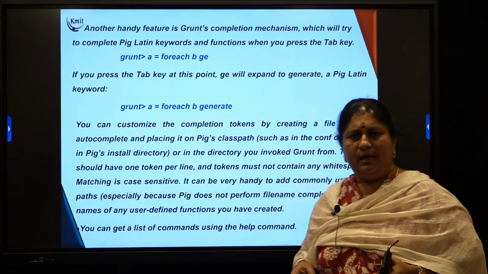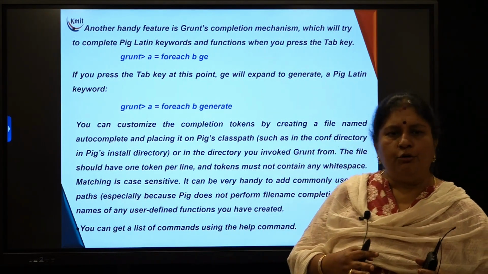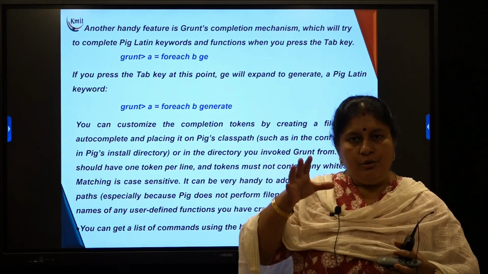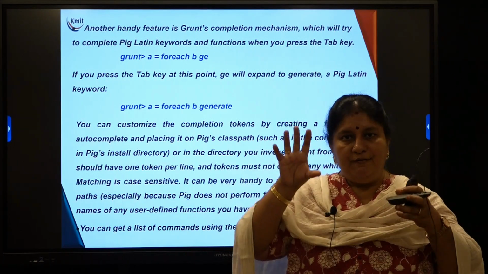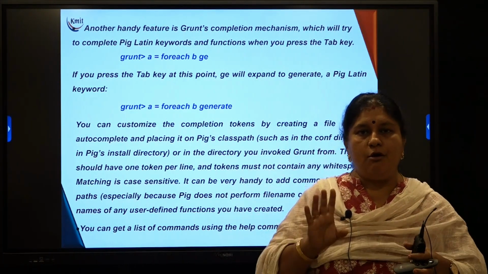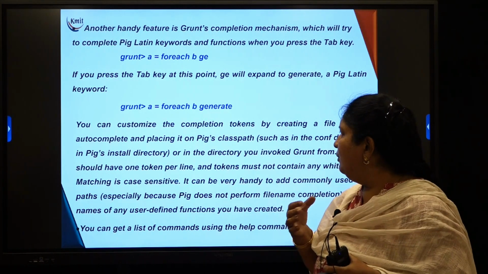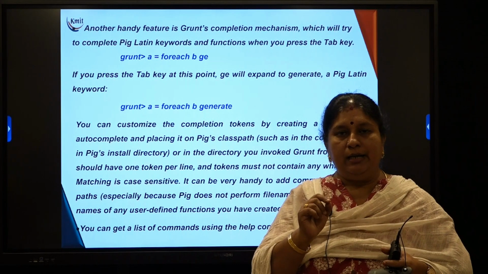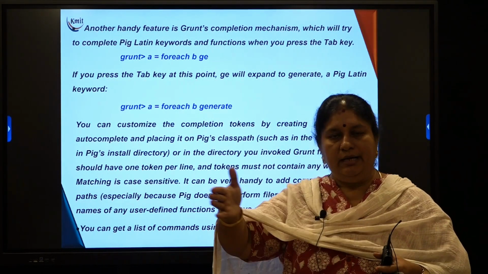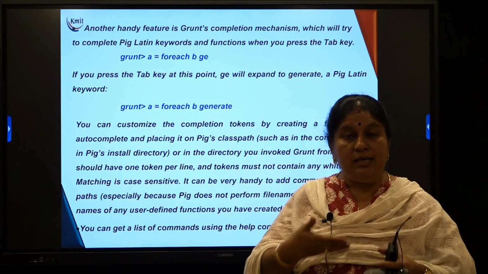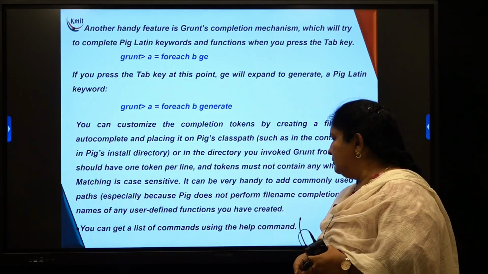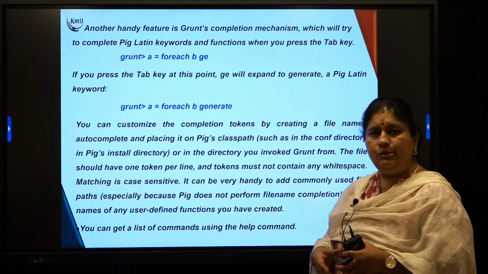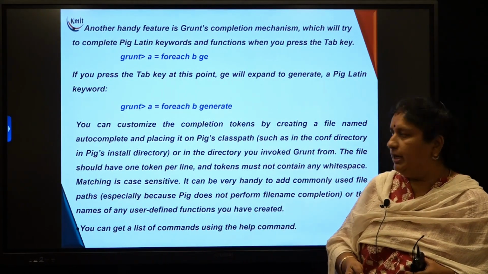And it already has some autofill options, right? If you are not happy with the autofill options, you can have your own autofill file and put it into the configuration. Say for example, I want to give an abbreviation for foreach also. The moment I type FO, it has to translate it into foreach. You can customize the autofill options also. And also, as I told, you can get the list of commands using the help command in the grunt shell.